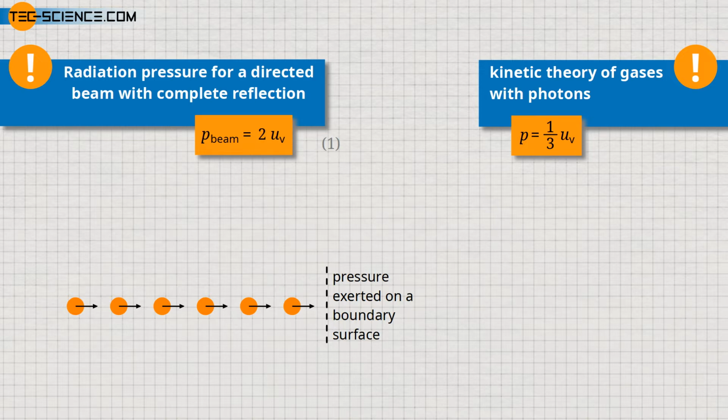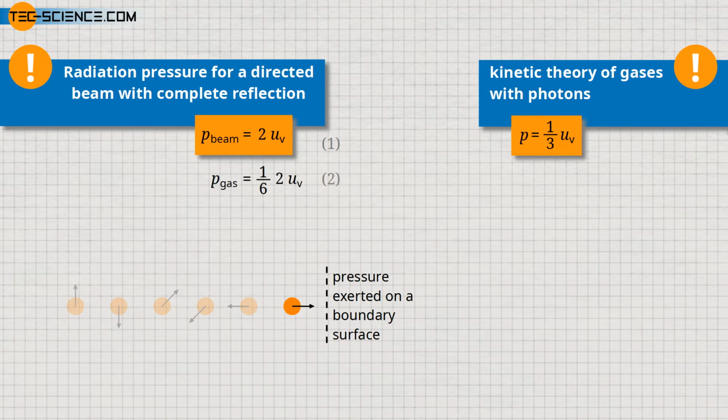In contrast to a directed photon beam, the photons in a photon gas move totally randomly in all three spatial directions. Thus, on statistical average, 1/6 of the photons move upwards, 1/6 downwards, 1/6 to the left, 1/6 to the right, 1/6 backwards, and 1/6 forwards. Therefore, only 1 out of 6 photons hits an arbitrarily directed boundary surface and causes a corresponding pressure. Thus, for the same photon density and thus energy density, the radiation pressure of a photon gas is 1/6 lower than that of a directed photon beam.